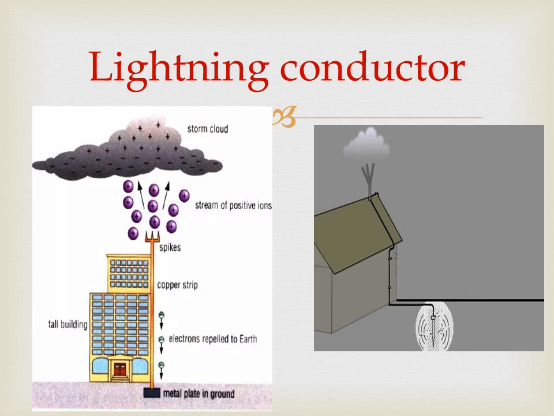Whenever an electrically charged cloud passes over the building, the electric charges flowing toward the building are conducted into the ground through the copper strip and damage to the building is prevented.